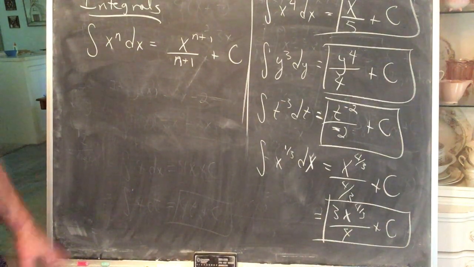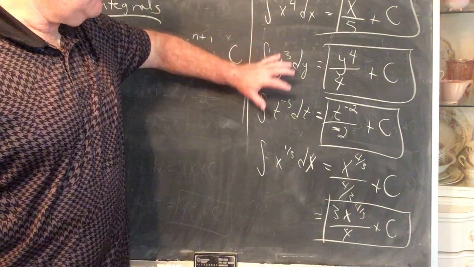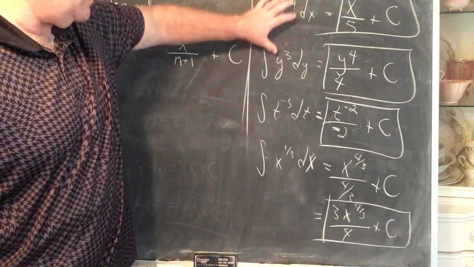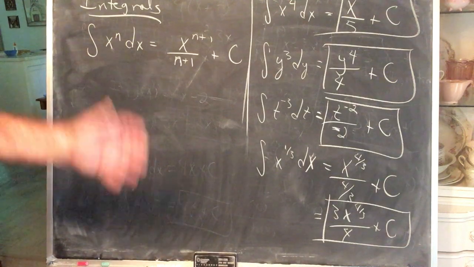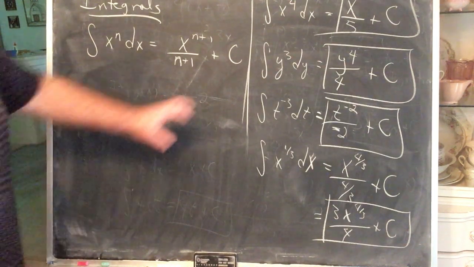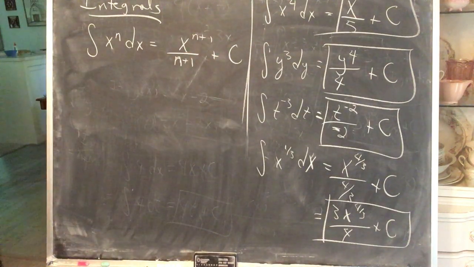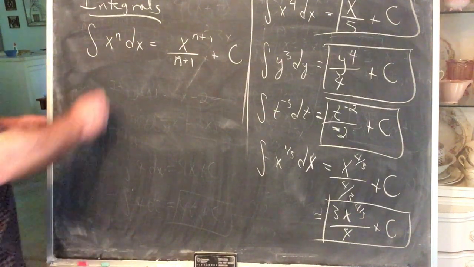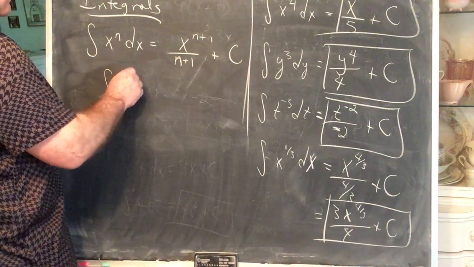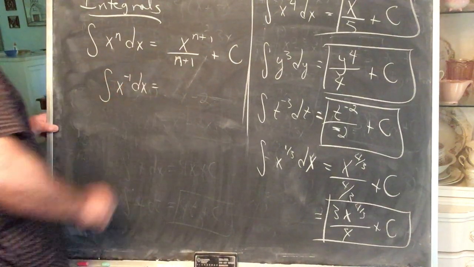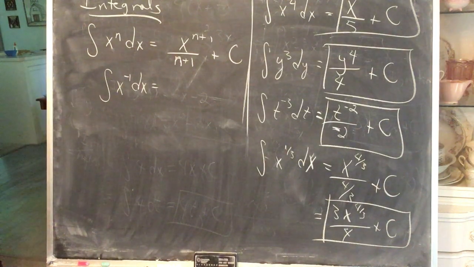All right? Power rule applies to fractions, applies to negative numbers, applies to positive numbers, it applies to whole numbers, it applies to decimal values. Power rule applies for a wide variety of values. Now, one small detail. All right, apply the power rule.